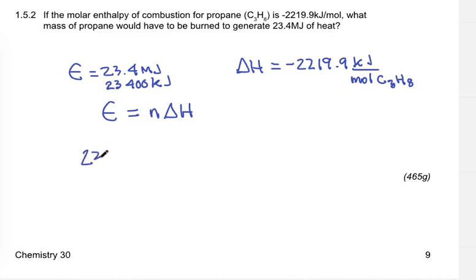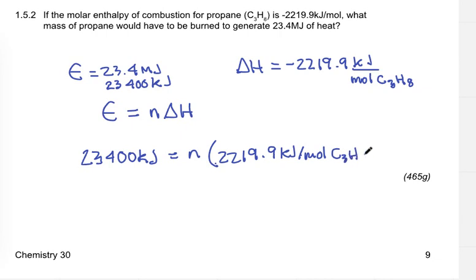So 23,400 kilojoules equals an n I don't know times 2,219.9 kilojoules per mole of C3H8. Hang on a minute, you say. Where did the negative go?